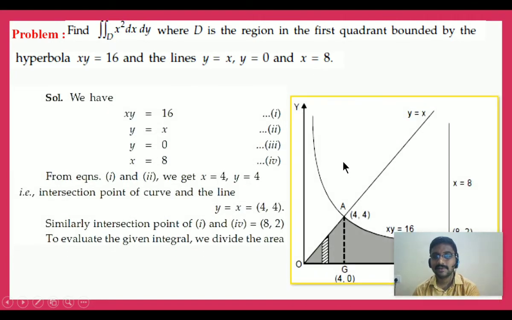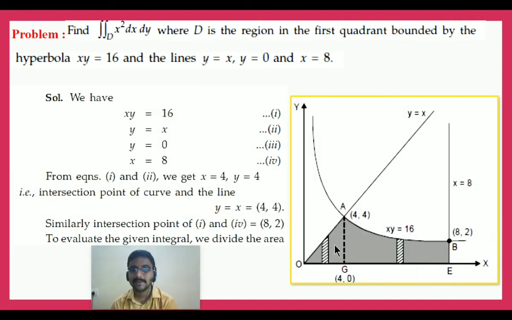Here is the rough sketch of the region. xy equal to 16 is the hyperbola. y equal to x is a line passing through the origin. y equal to 0 is the x-axis. x equal to 8 is a line, an ordinate, parallel to the y-axis. These are the curves, and this is the rough sketch of the given region.